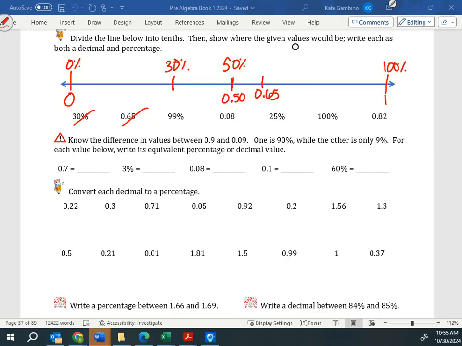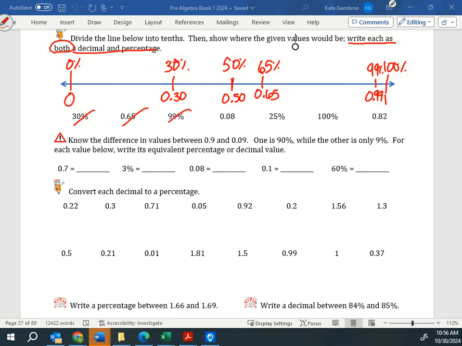Oh, I'm just reading my directions. Write each as both a decimal and a percentage. So I put that 30%. I also need to put it as my decimal. And I need to put that 0.65 as my percent. All right, 99%. Where should I put that, Michael? I'm going to put it super close to that 100%. 0.99. We're almost to that 100, that 1 whole.